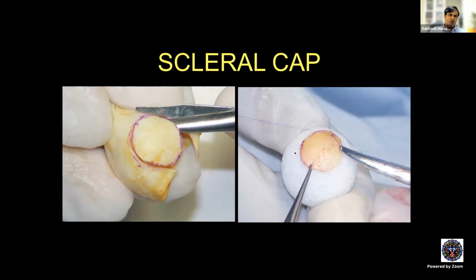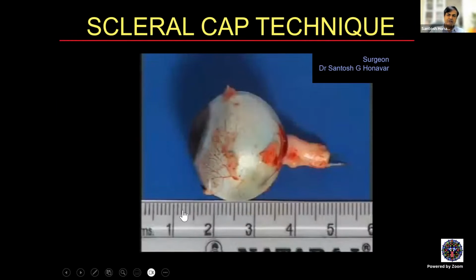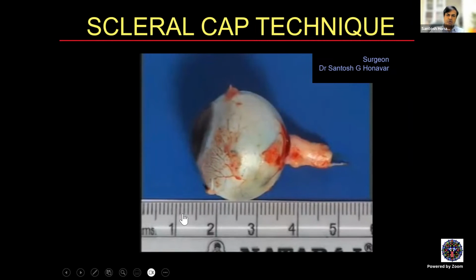So what does it do? It simply sutures a disc of sclera, which is 16 or 18 millimeter, on the anterior surface of the implant. Why is it required? Because otherwise, how are you going to suture the extraocular muscles to the implant? This implant is very tough. Unless it has suture tracks, you cannot suture extraocular muscles, and the current generation implants actually come with suture tracks. And that's a video that shows the scleral cap technique.